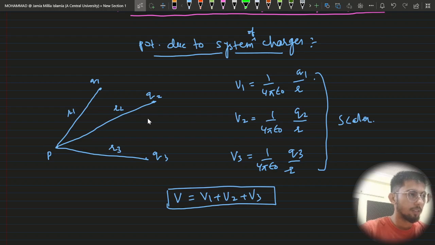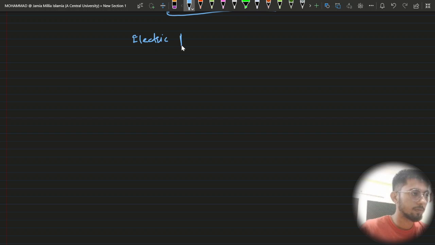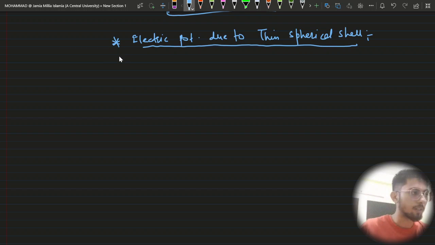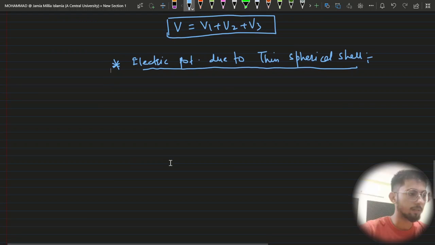This is done. Next we find the potential due to a thin spherical shell. See, the things we found for the electric field, the same we are doing for potential. We started from point charge potential, then dipole, then the system of charges, then this spherical shell.